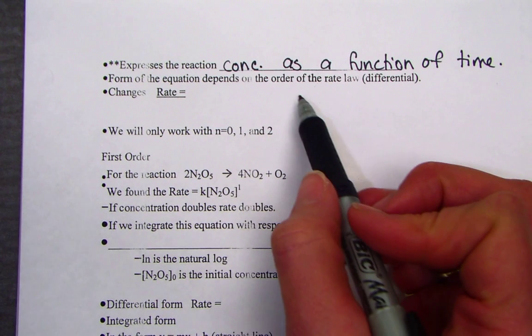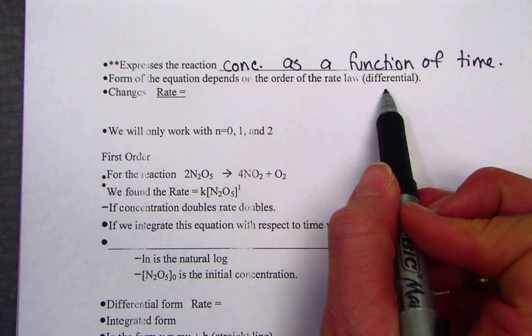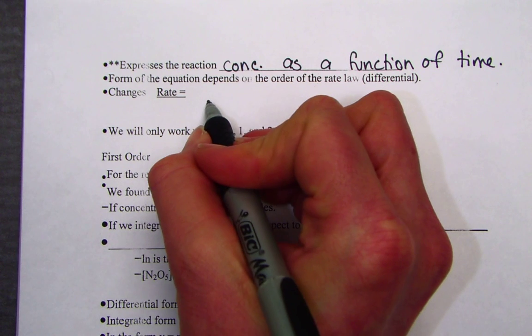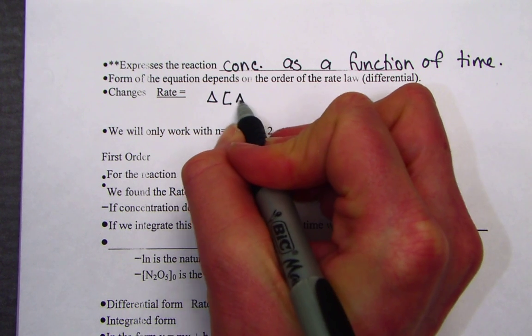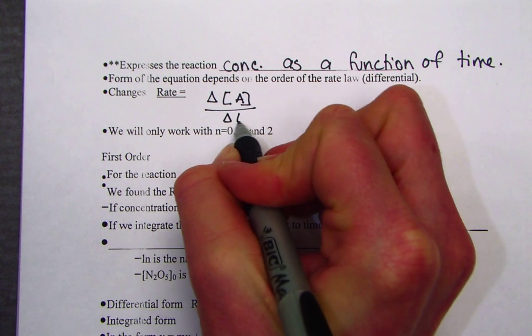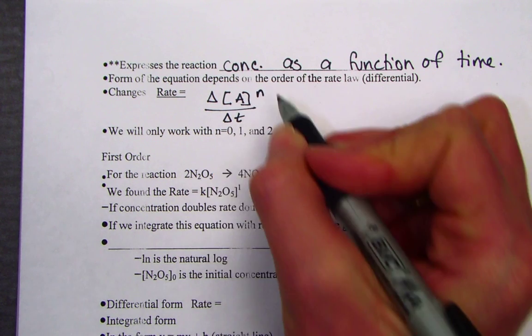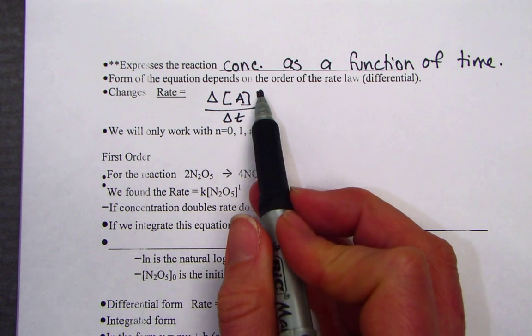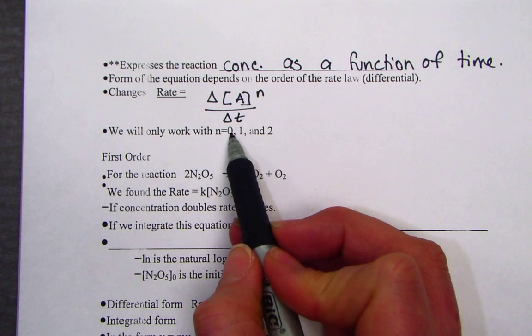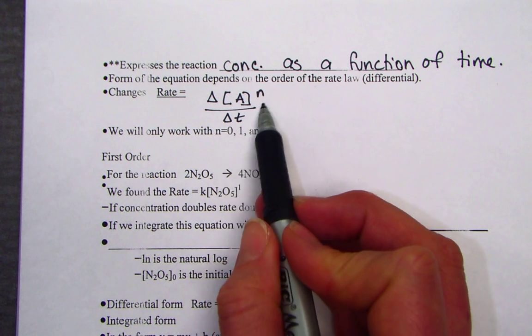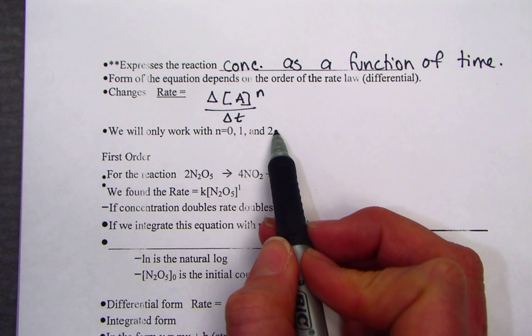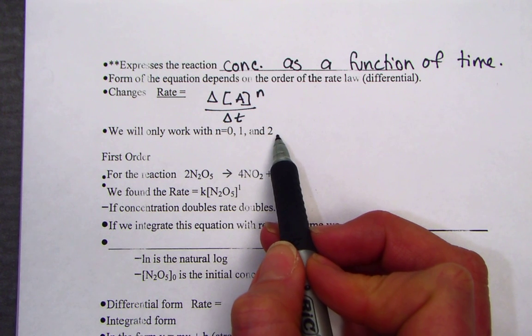The equation depends on the order of the differential rate law. If rate is equal to the change in concentration over the change in time for our reactant A, for any power, that power that we deal with is known as an order. We could have a zero order, a first order, or a second order. Those are the ones that we will focus on.